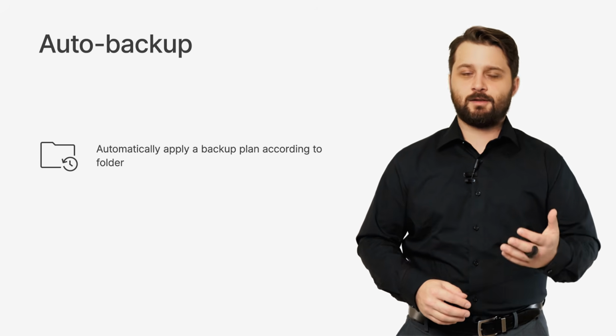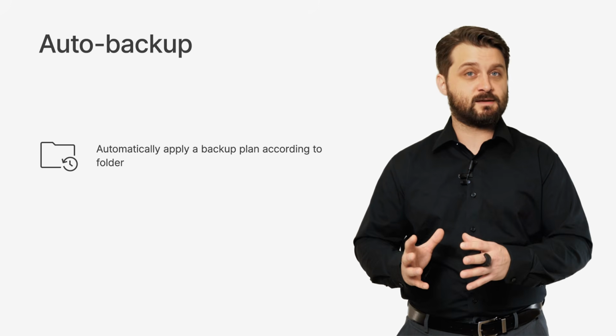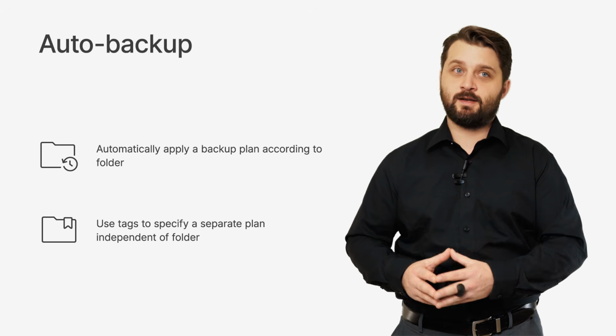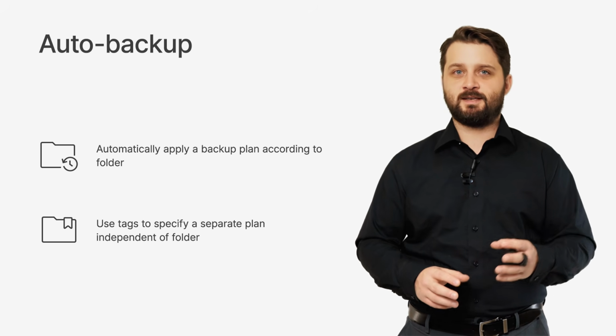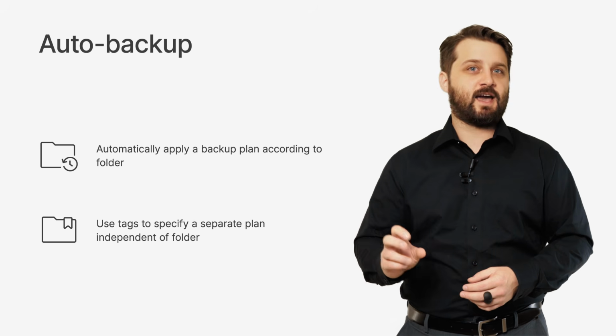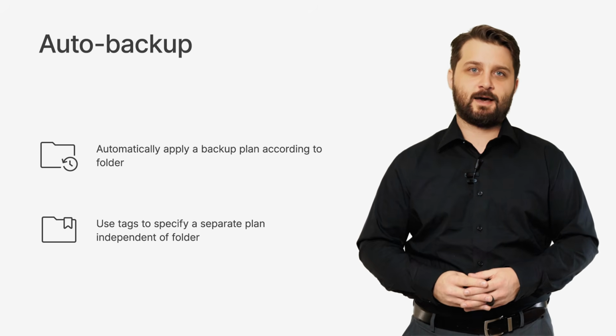In terms of automatic backup policy assignment inside of ActiveProtect Manager, you can already automatically apply a backup plan according to a folder or to a host and cluster, for example, inside of your VMware environment. But new to ActiveProtect Manager 1.1 is the ability to use tags across your system to have a separate plan based on the tags that you actually have inside of VMware. And that's separate from the folder structure inside of that platform.